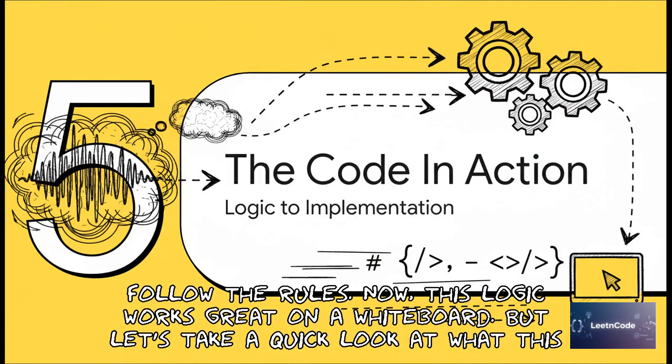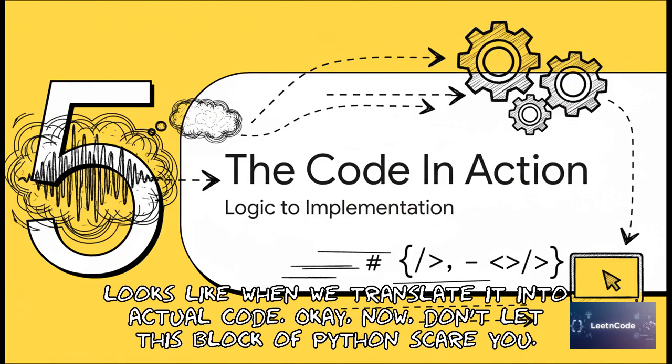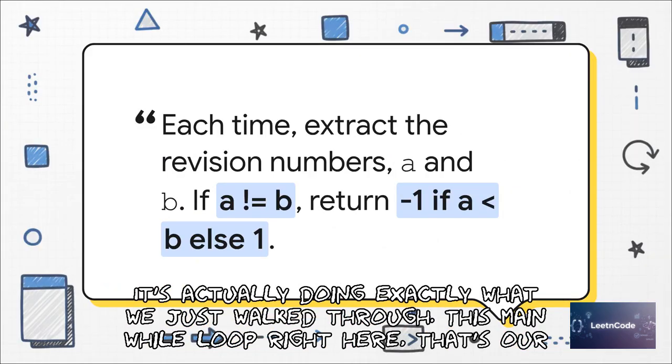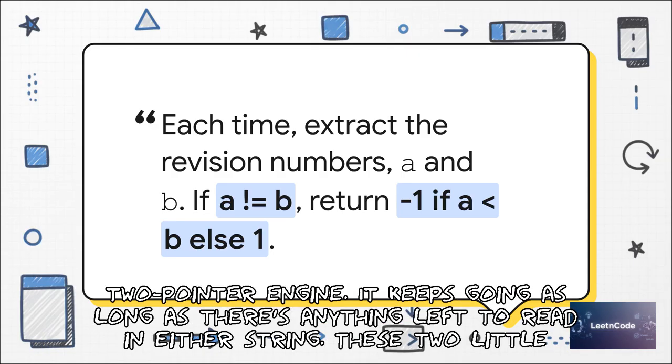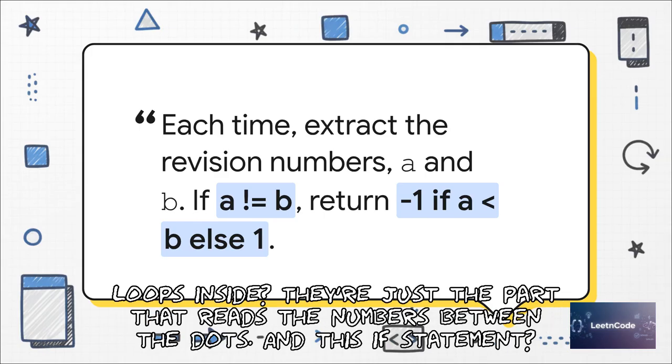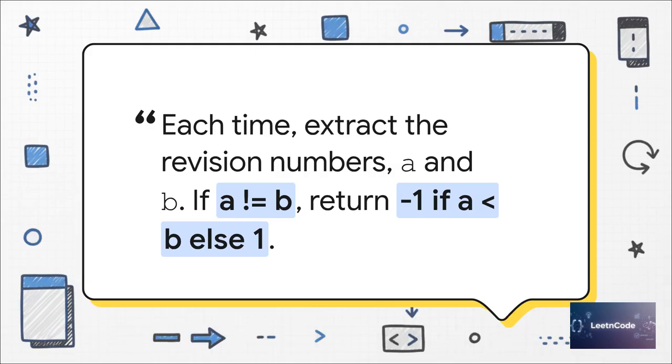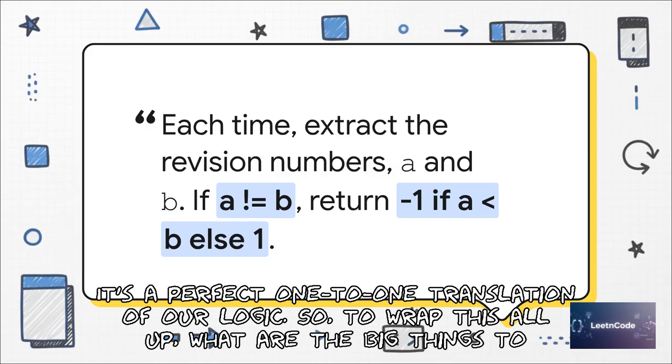Now, this logic works great on a whiteboard, but let's take a quick look at what this looks like when we translate it into actual code. Okay, now don't let this block of Python scare you. It's actually doing exactly what we just walked through. This main while loop right here, that's our two-pointer engine. It keeps going as long as there's anything left to read in either string. These two little loops inside, they're just the part that reads the numbers between the dots. And this if statement, that's the comparison. If the numbers are different, it returns the answer right away. It's a perfect one-to-one translation of our logic.